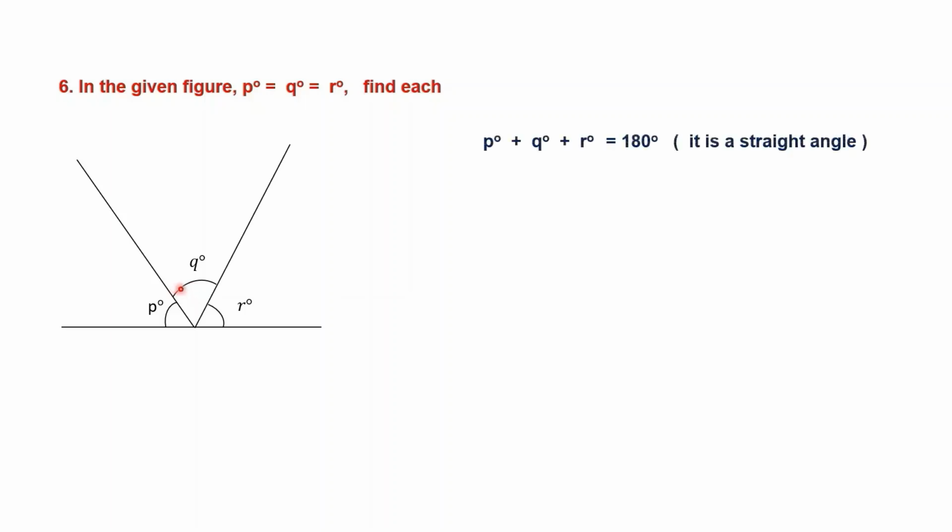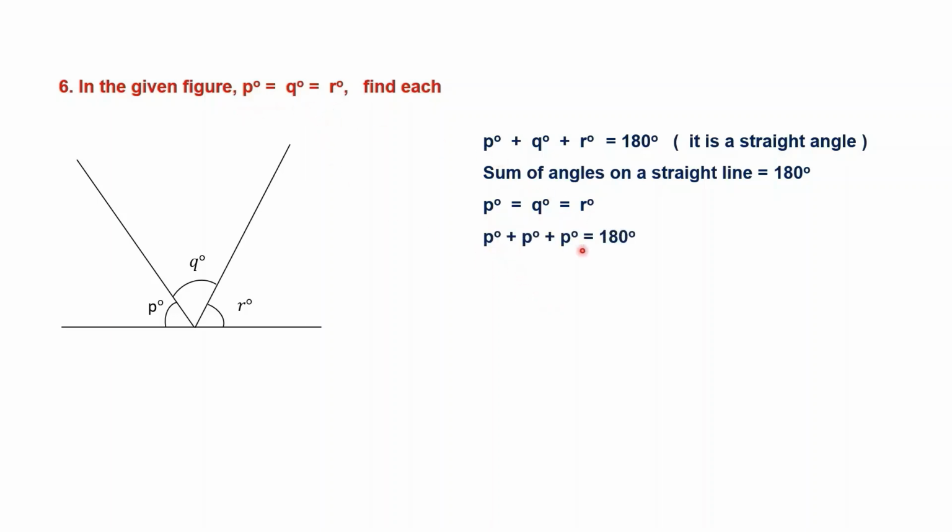So let's begin by saying P degrees plus Q degrees plus R degrees will be equal to 180. Why? Because it is a straight angle. They are on the same straight line. So all three together will be equal to 180 degrees. Here we've been told that this is a straight line, and the sum of angles on a straight line we know is 180 degrees. We've also been given in the question that they are equal to each other.